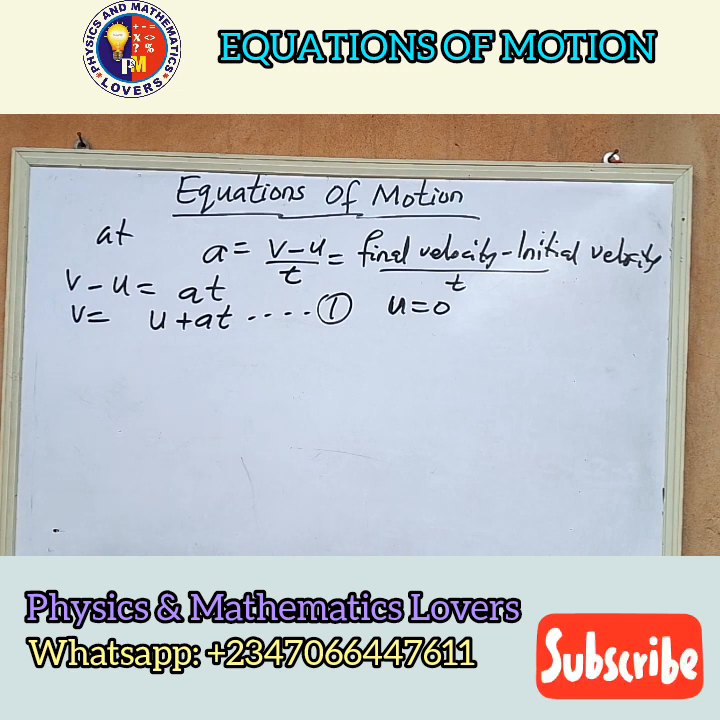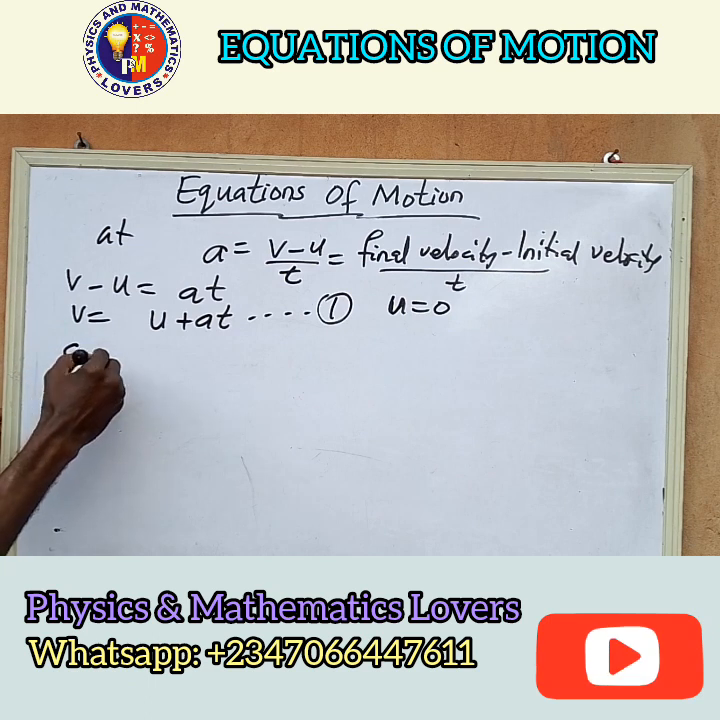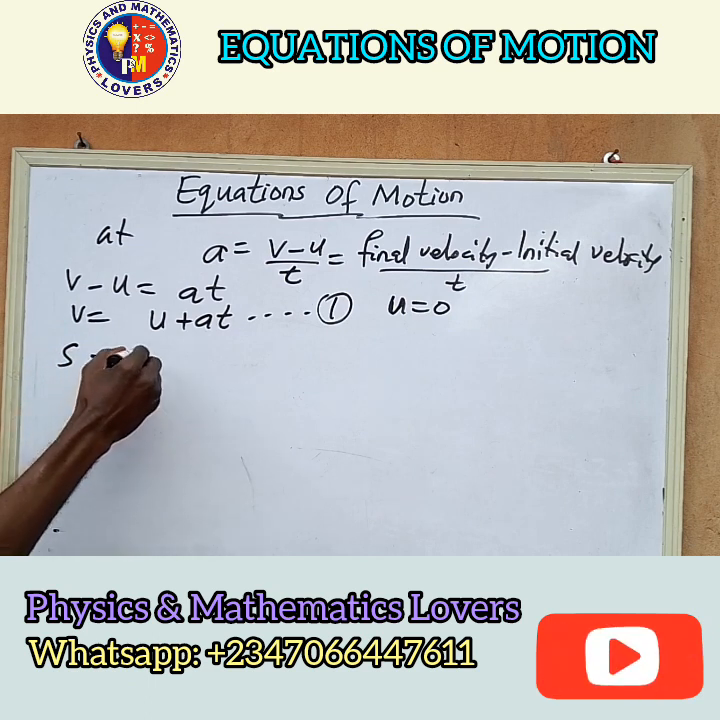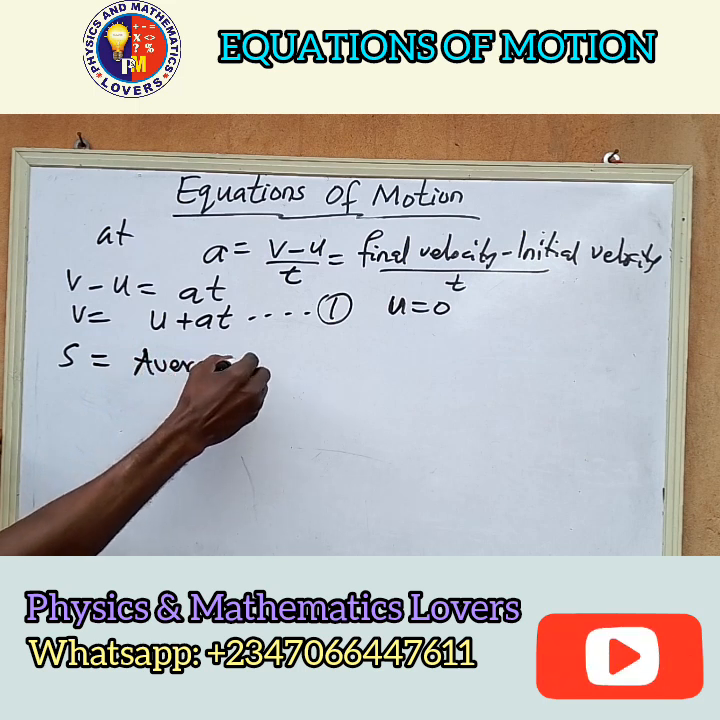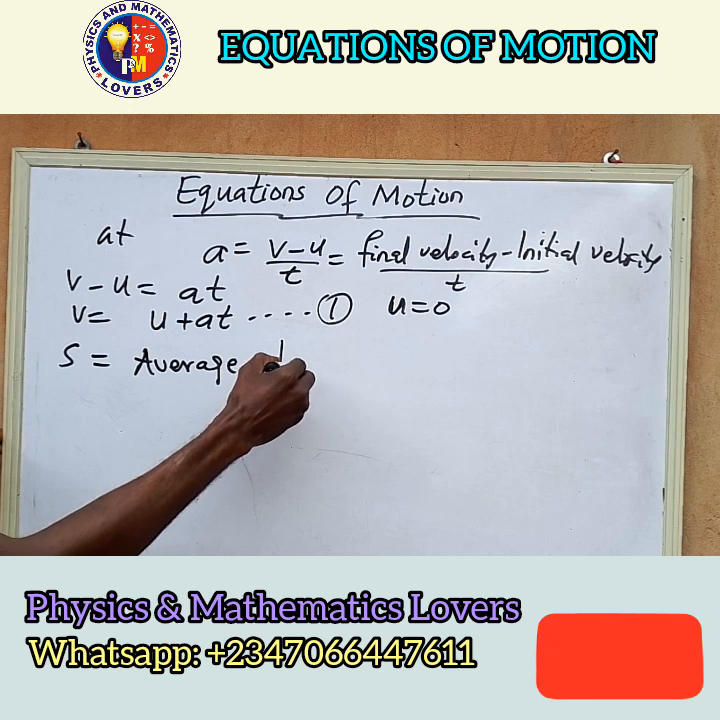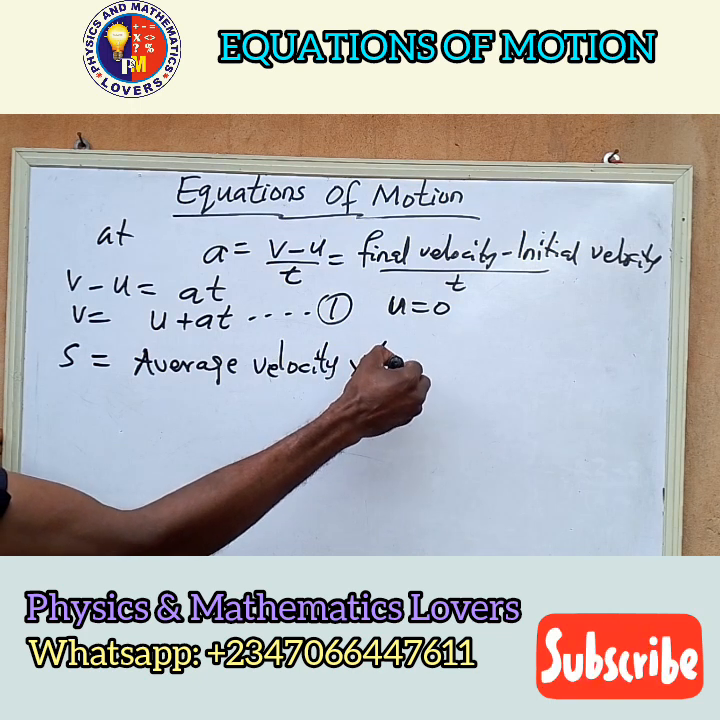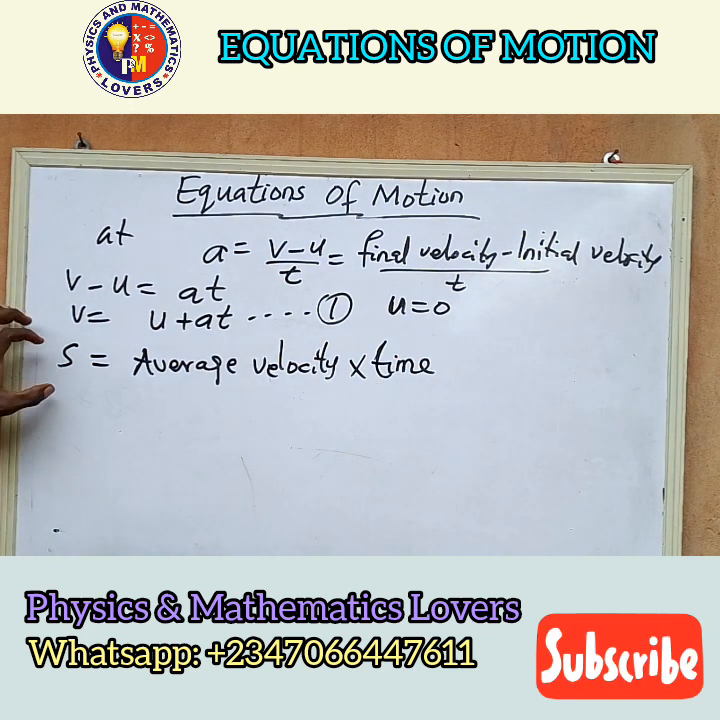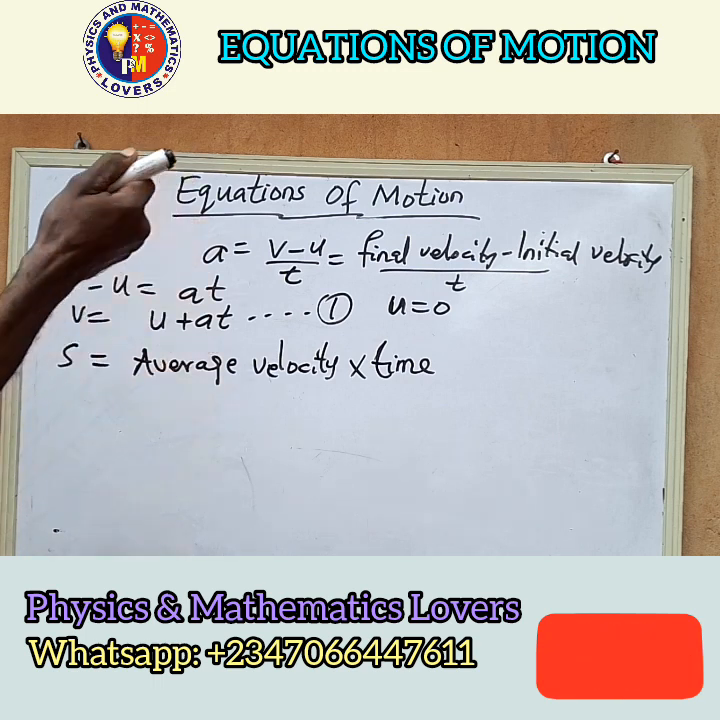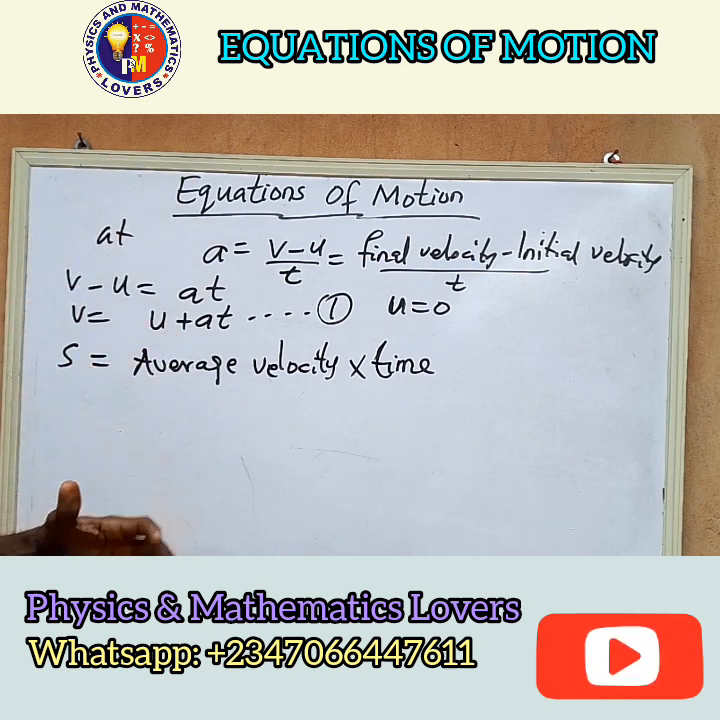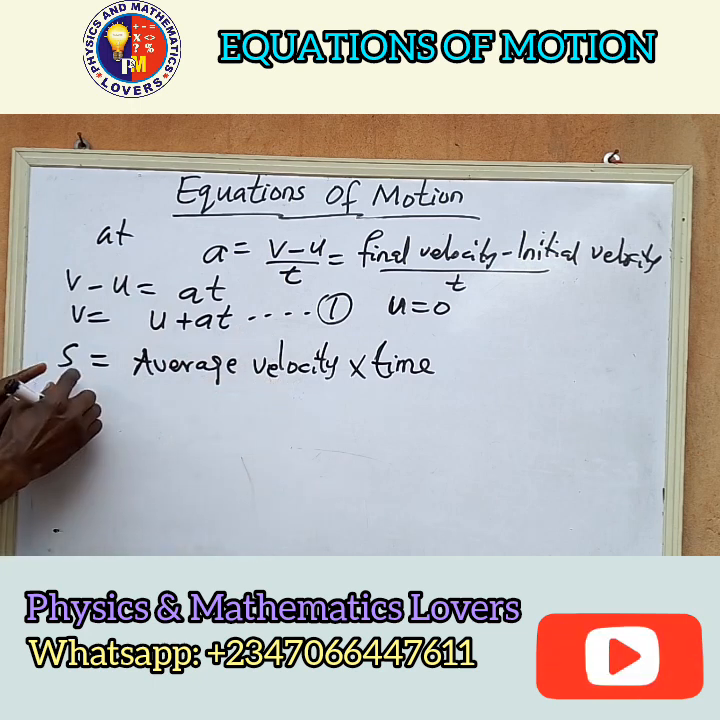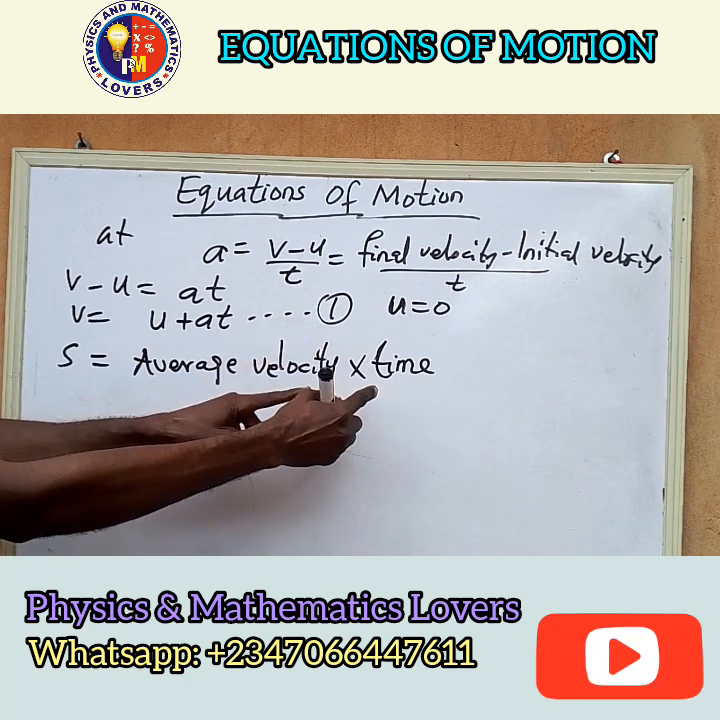Now we make x the distance that this body will cover after time t. The distance the body will cover after time t is given by average velocity times time. This distance x is what the particle covers after time t when it accelerates to a particular reference point. So this distance is given by average velocity times time.